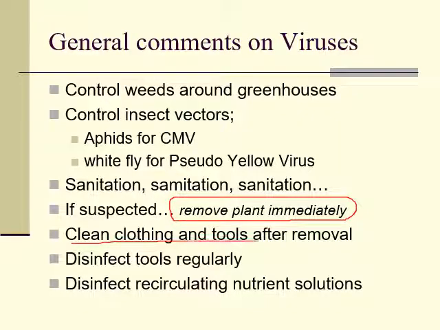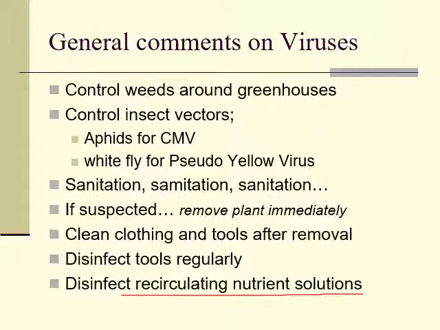Obviously, clean clothing and tools, disinfection, and of course, disinfecting recirculating nutrient solutions. Now, what's the one that impacts viruses? Well, we know that ozone and UV will kill viruses. Not many are very effective at viruses after that. Bromine, chlorine maybe, but you can't use chlorine with cucumbers. So you're looking at mostly ozone and UV. So you definitely got to keep things clean.